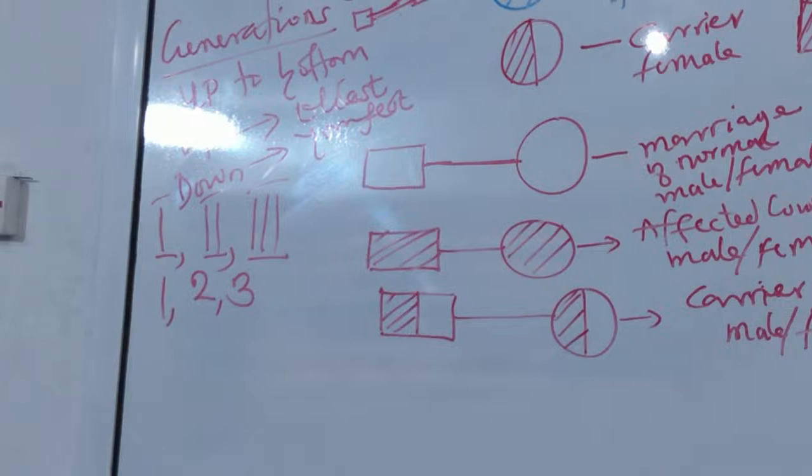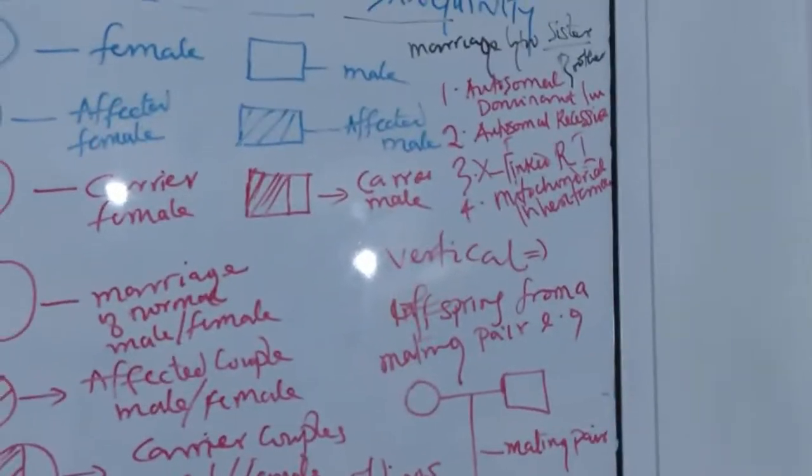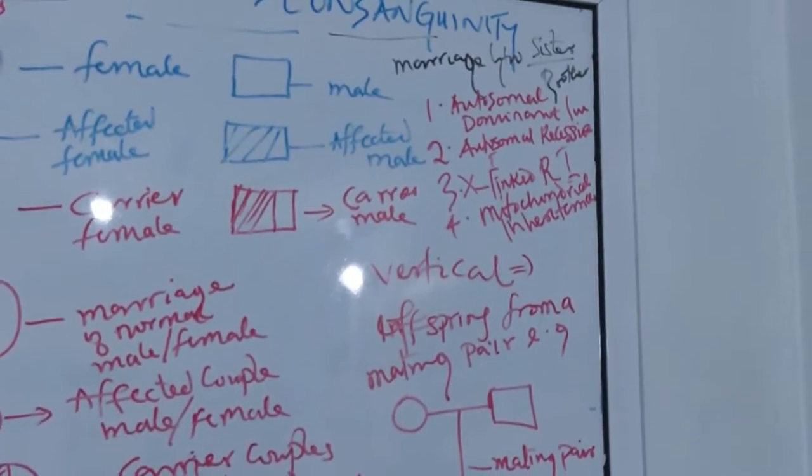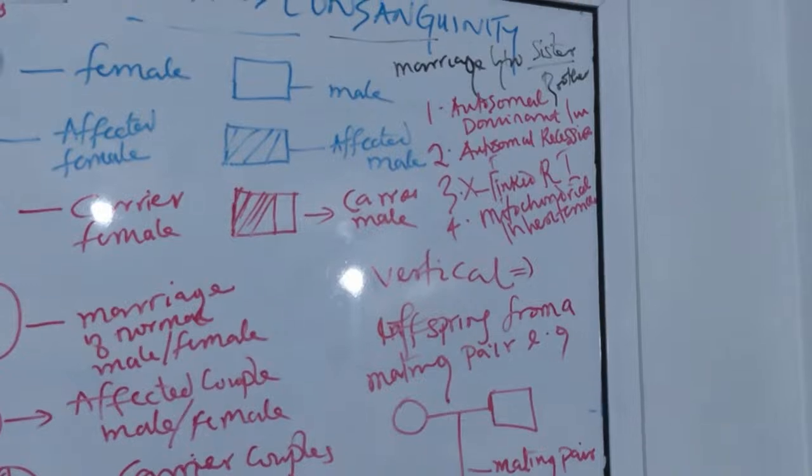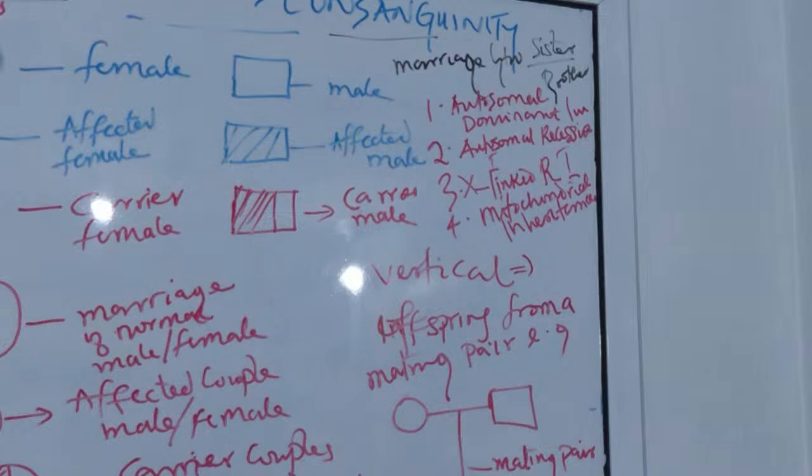So that is that. And I gave you examples of cases whereby you can apply a pedigree. So we talked of autosomal dominant inheritance. We looked at autosomal recessive inheritance. We also looked at X-linked recessive inheritance, as well as mitochondrial inheritance. So having known all this, I think by the time we come to the next video, we will start looking at how all this can be applied.